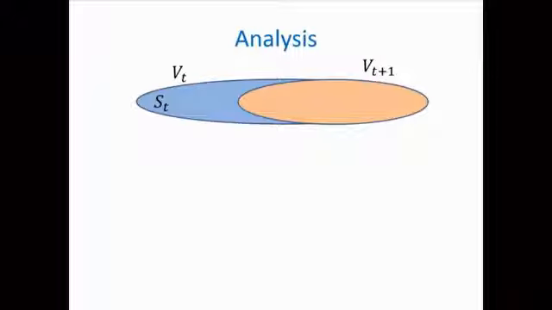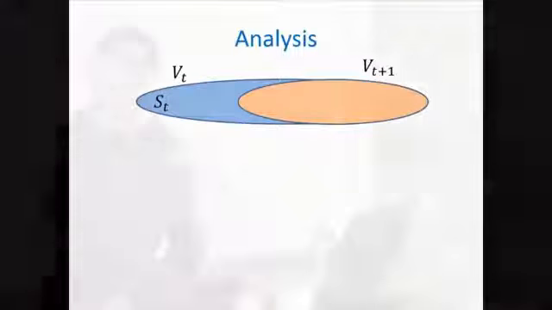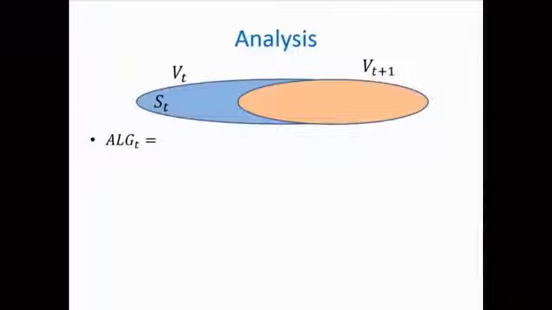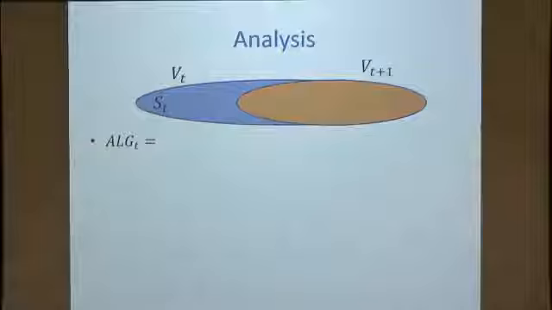So let's look at the analysis. We're going to break it into stages as follows. At every stage, we have the set of vertices V_t, which is still unprocessed. We pick a cluster S_t from it, and the set of vertices V_{t+1} is still left unprocessed. And let's break down the cost that the algorithm pays into these stages as well. So suppose we consider this stage t. Let's analyze the cost of the algorithm at this stage.